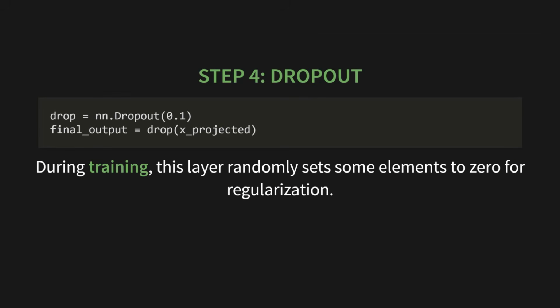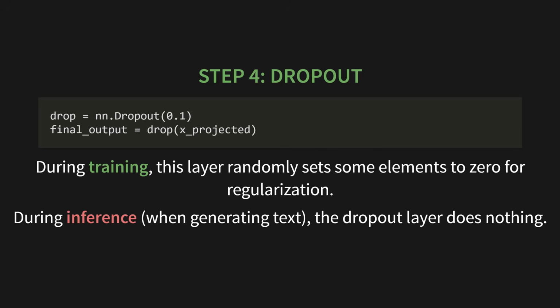And finally, step 4, dropout. The last step is to apply the dropout layer. During training, this layer randomly sets some elements to 0 for regularization. But during inference, when we're actually generating text, the dropout layer does absolutely nothing. It just passes the data through.